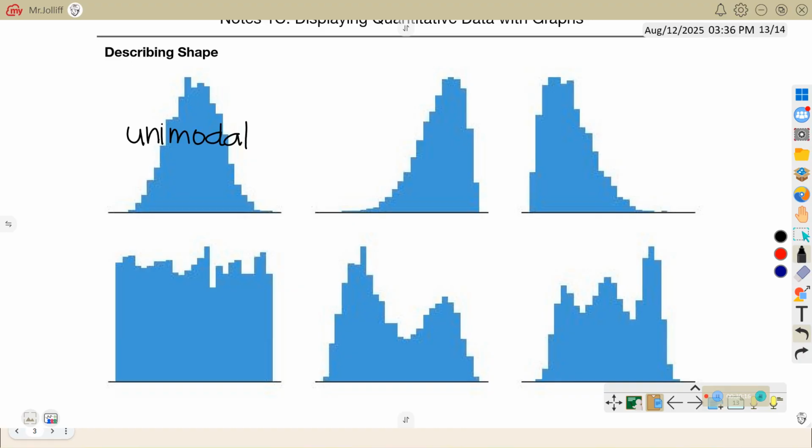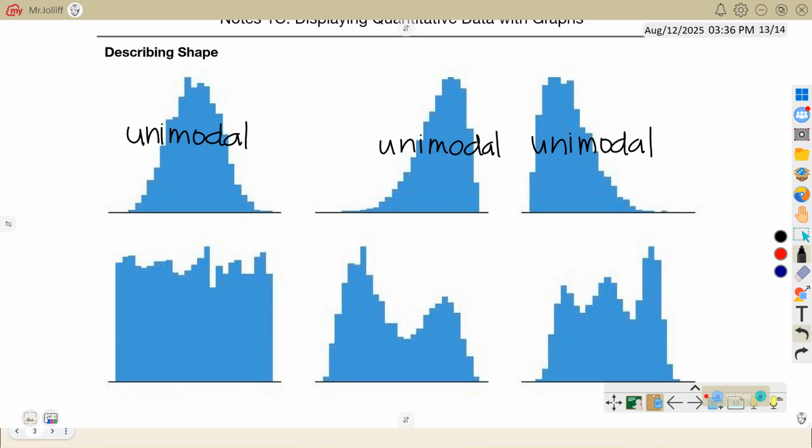Unimodal. You'll notice I'm writing it in the middle because there is another term that we're going to add to this. These are not just unimodal. Unimodal tells me how many peaks. I want another descriptor for where that peak sits on the graph.